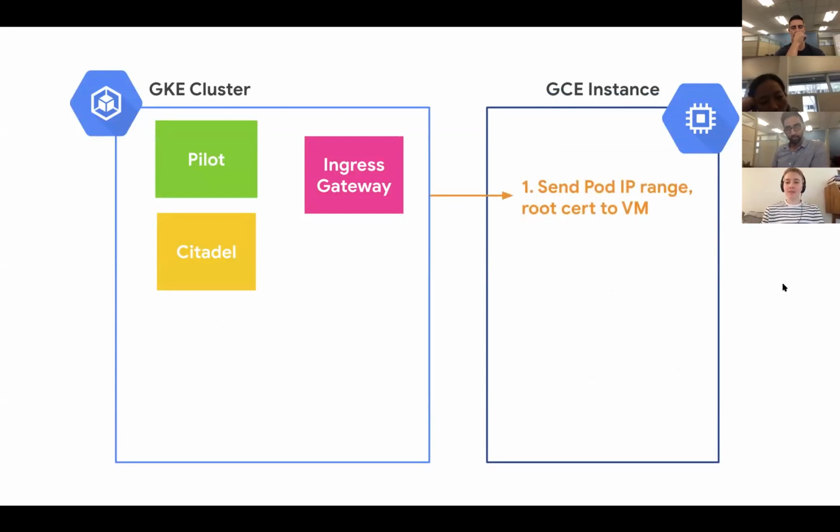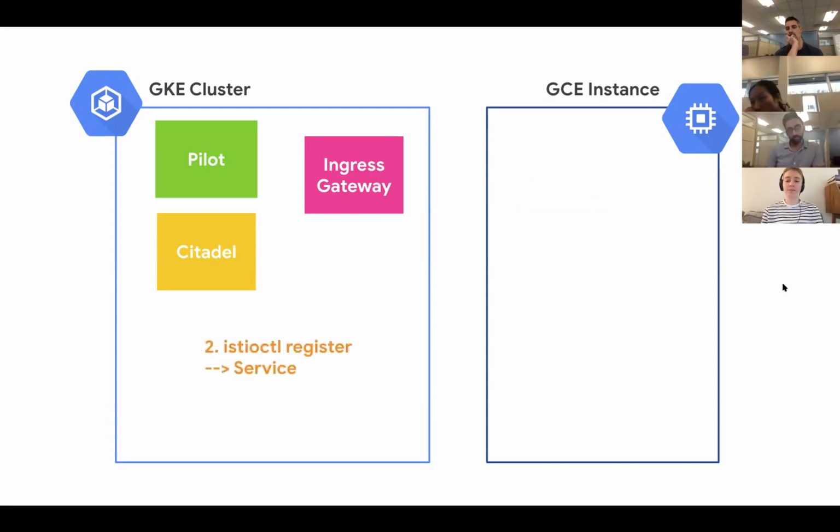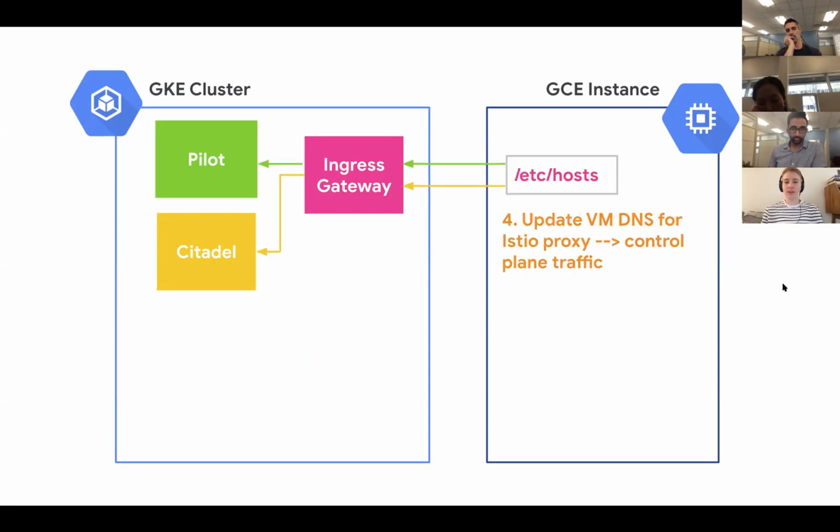So it's like 5 or 6 steps. The first thing we're going to do is send over some info to the VM. This includes the root cert for the node agent, as well as the service IP range of the cluster. Then we're going to run this command called istioctl register, which generates a selectorless service, which is just like an endpoint for the VM's IP. We also need to create a service entry. This is a little confusing. Hopefully this changes someday, but we need a service entry as well, pointing to the VM.